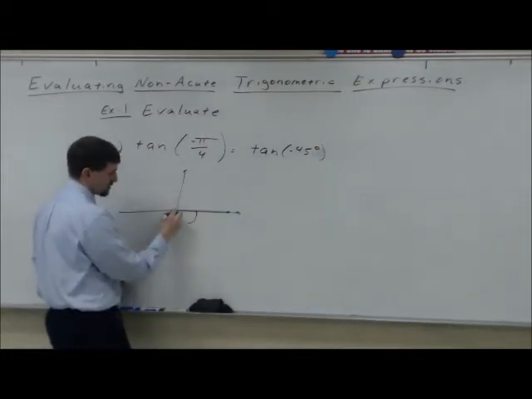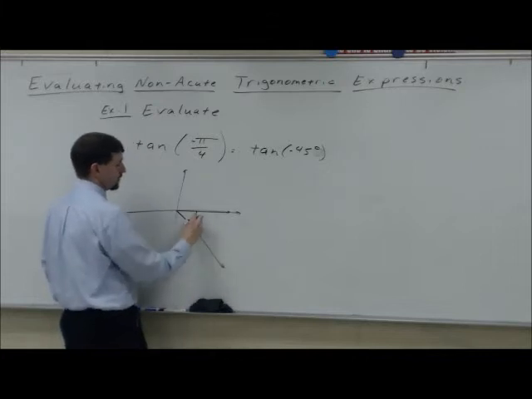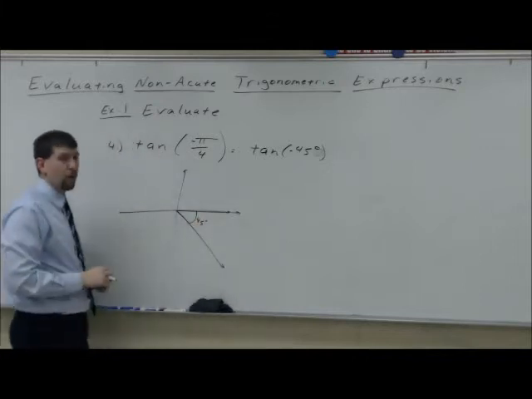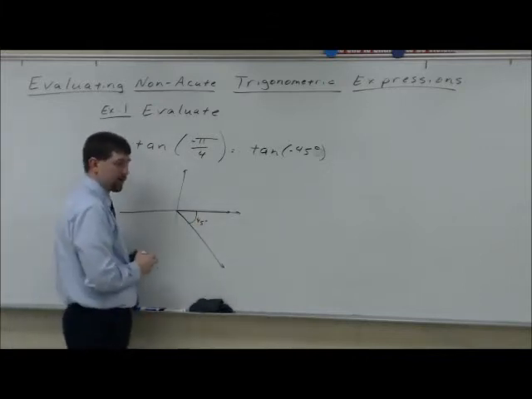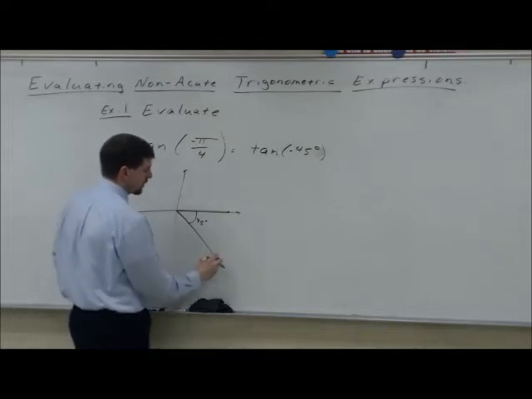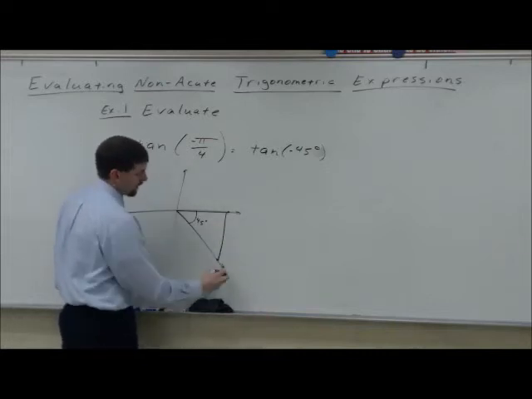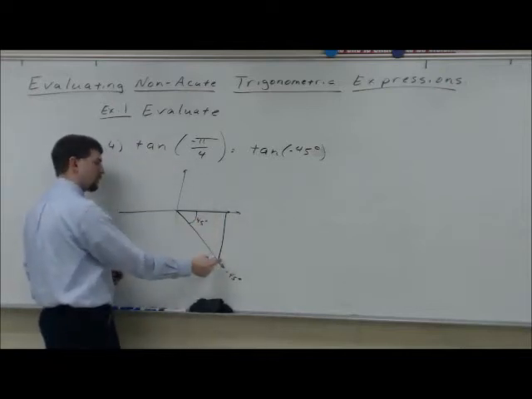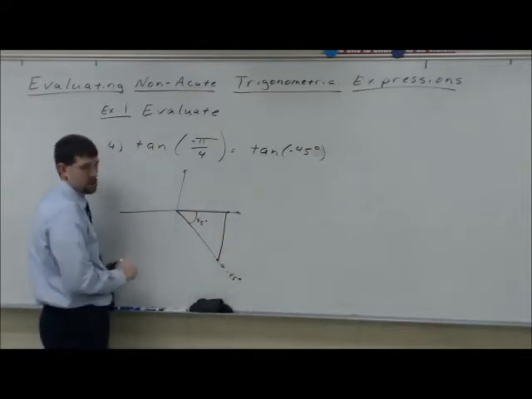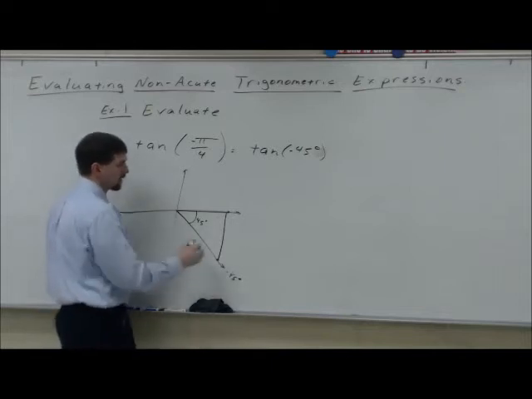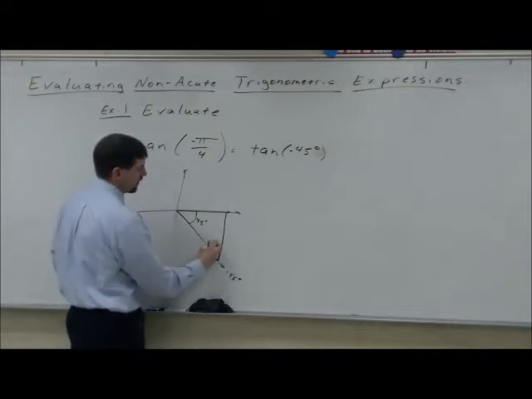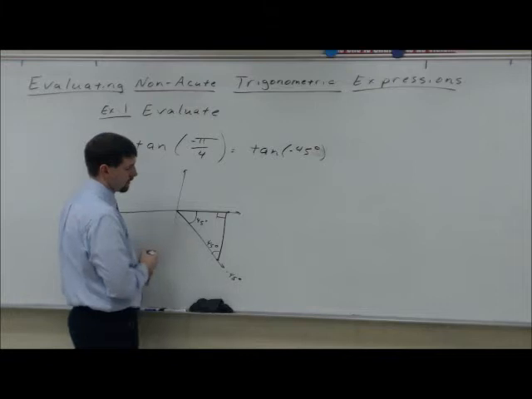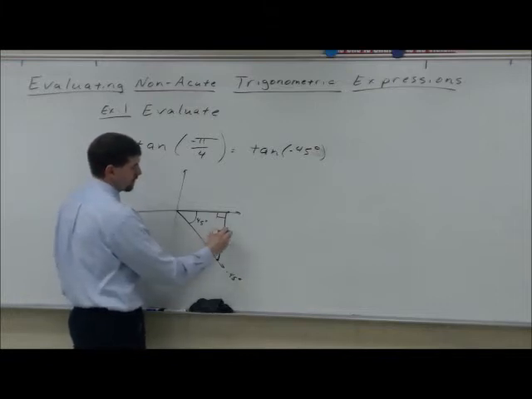Negative 45 degrees would be a quadrant 4 angle. 45 degrees is going to be the reference angle in this case. And so we build a 45, so this is negative 45 degrees, but the reference angle from the terminal side back to the x-axis, there's 45 degrees in between. So we get a 45, 45, 90 triangle again, and it's going to be 1, 1, square root of 2.